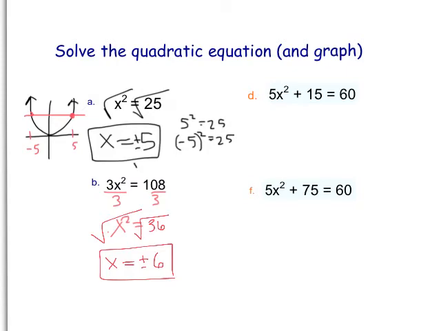Same thing on a graph. You would see a graph of 3x squared, which is a little narrower. And it reaches up to 108 at positive 6 and negative 6 for x.